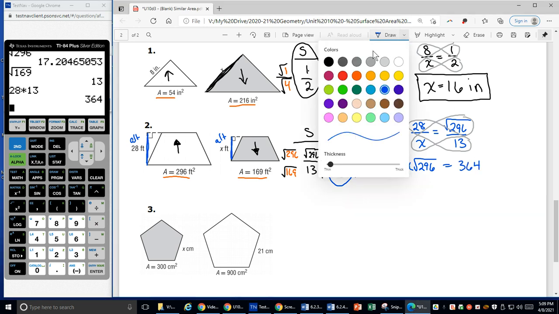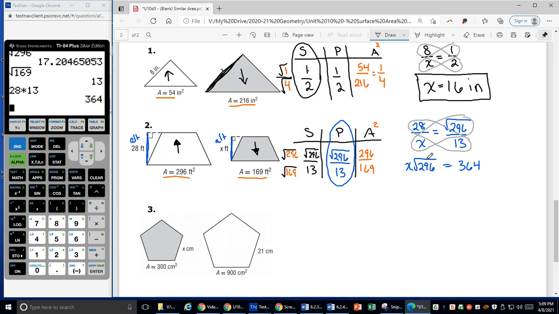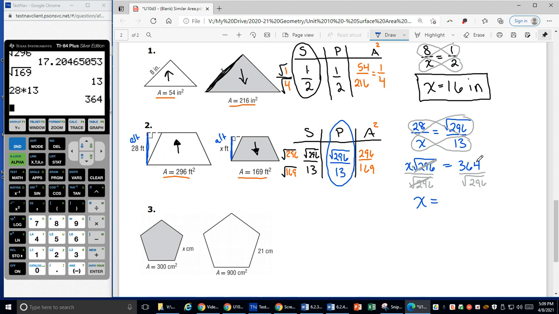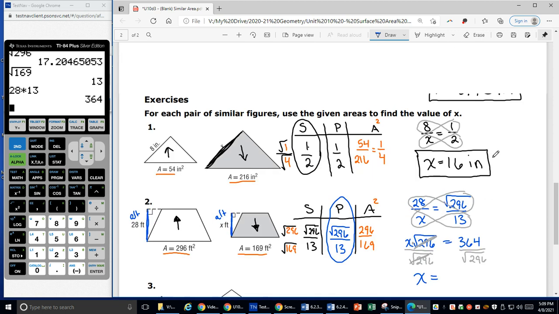So to solve this, to get rid of that square root, I have x times this square root, right? There's a multiplication here, so the opposite of multiplication is division. So we're going to divide both sides by the square root of 296. When I do that on this side, my square roots cancel out and I just have an x. And x is going to equal this. I'm going to go ahead and put it in the calculator and see.